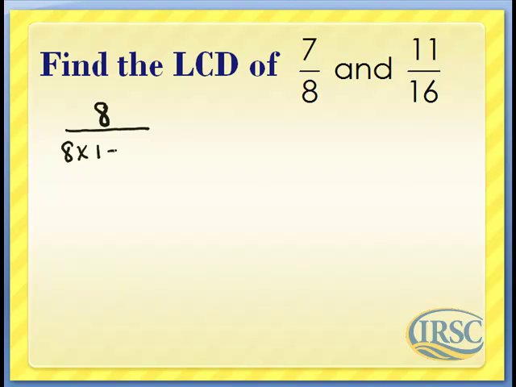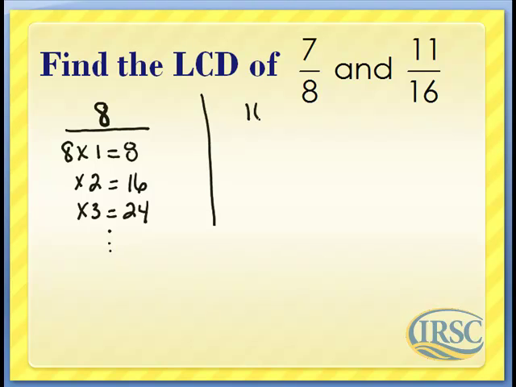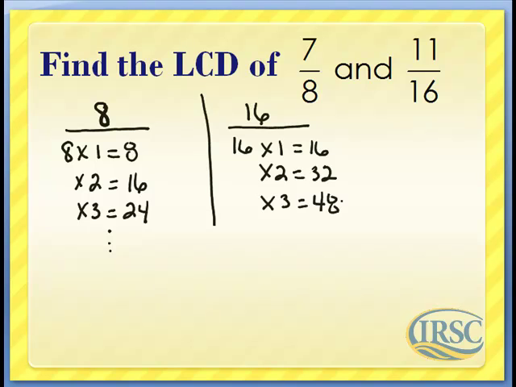8 times 1, we have 8. 8 times 2, we have 16. 8 times 3, we have 24. And we can keep going, but we're going to just start with the first couple of multiples. Listing multiples of 16. 16 times 1, 16. 16 times 2, 32.